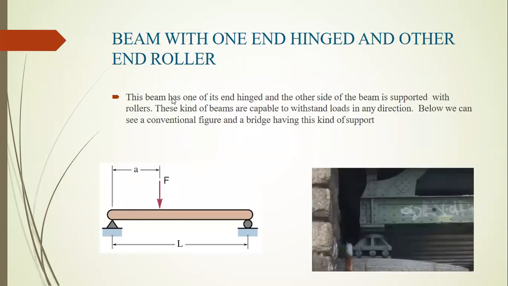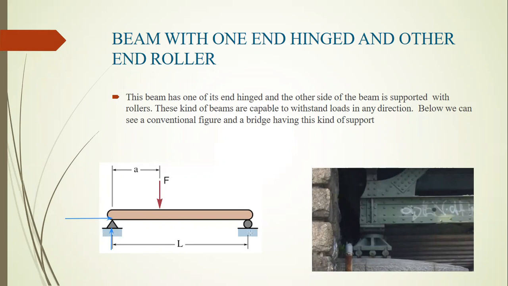Next, move on to the third one. The third one is called a beam with one end hinged and the other end roller. So here there will be 3 reactions. One is for the hinged support, where there will be 2 reactions. One is vertical, second one is horizontal. That means it will restrain the movement in the horizontal direction and vertical direction at this end.